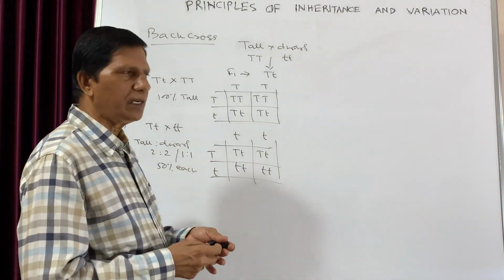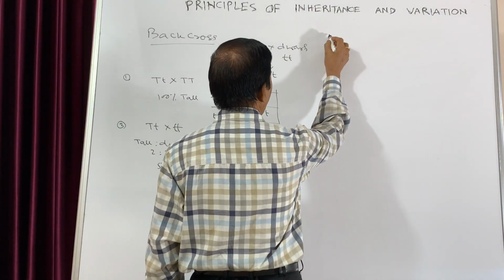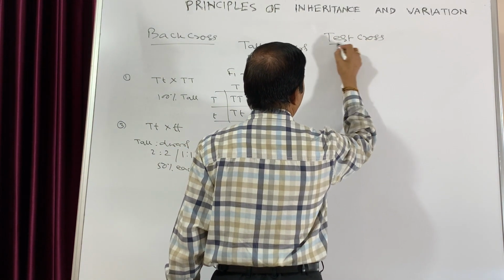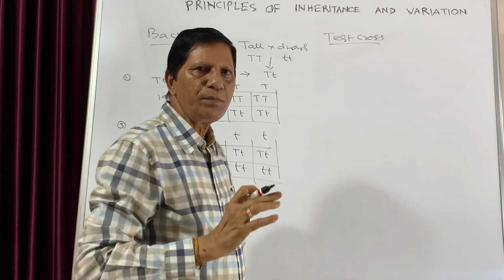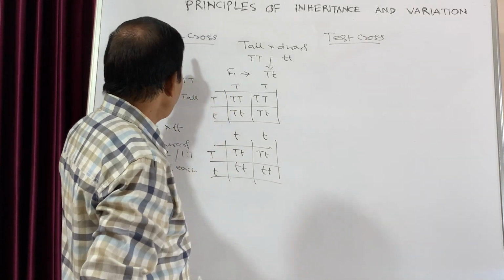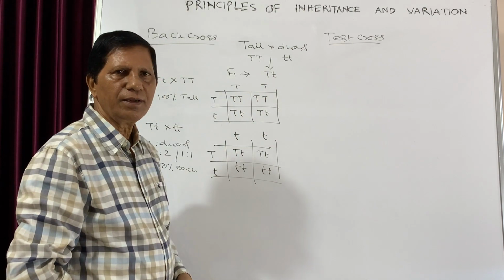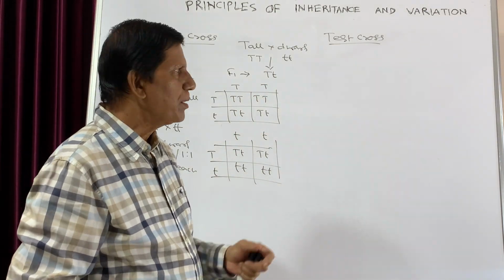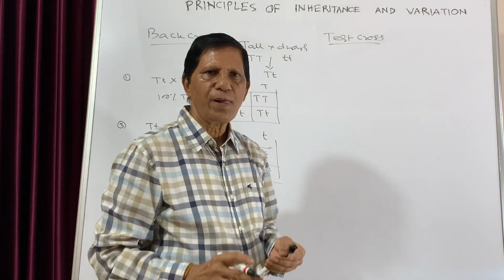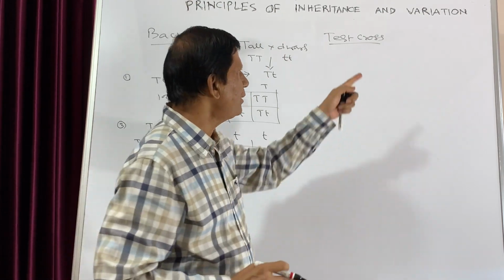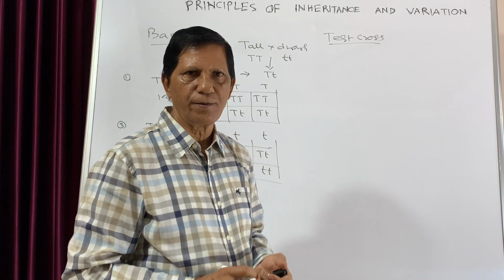Now let us come to the test cross. There is one difference between the backcross and test cross. In backcross, the F1 hybrid is crossed to any one of the parents, but in case of test cross, it is crossed only with a recessive parent because the name is test cross. So you have to test.